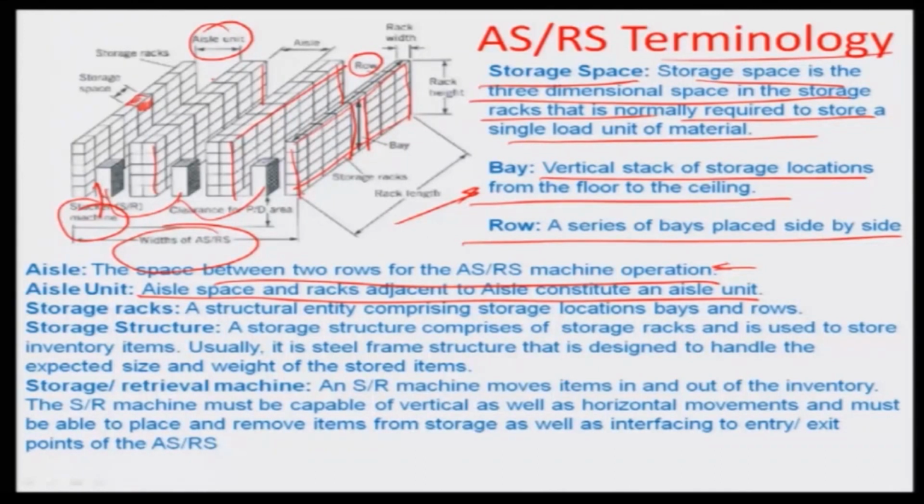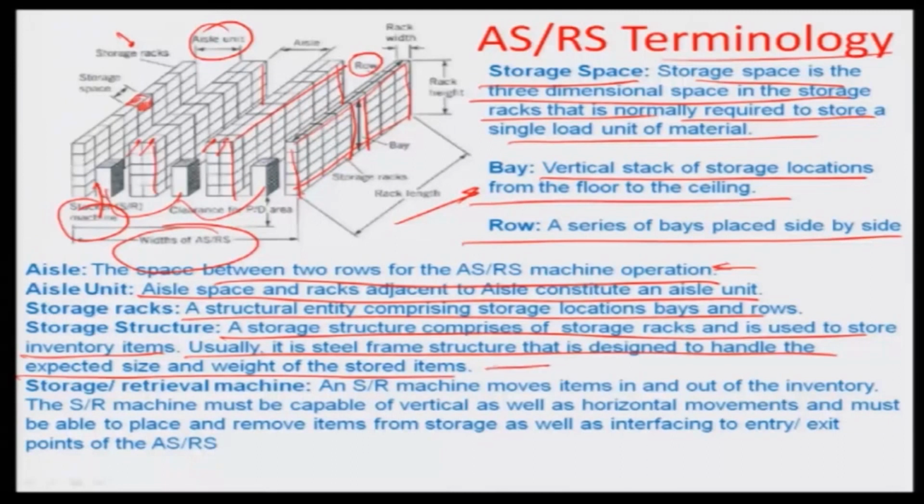And then you have storage racks, a structural entity comprising storage locations, bays and rows. You can see these are the different storage racks in the picture, okay. So this is one rack, then a second storage rack, a third storage rack, fourth, fifth, and so on. And obviously there is a storage structure. A storage structure comprises storage racks and is used to store inventory items. Usually it is a steel frame structure designed to handle the expected size and weight of the stored items. So the infrastructure needed to house these different bins is basically the storage structure.